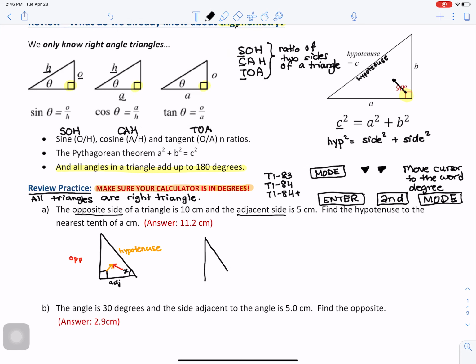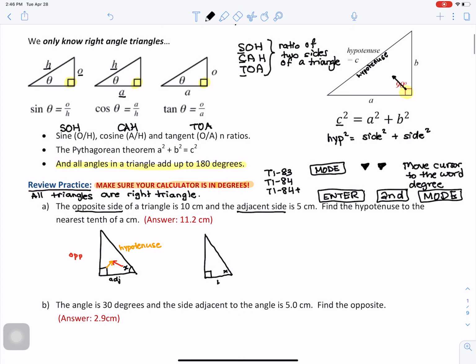I'm just going to put the variables in, and I'm going to put an X in here to know that that was my viewpoint. So the adjacent side is 5. The opposite side is 10. And we're looking for the hypotenuse, which I'm going to call H. So the Pythagorean theorem says hypotenuse squared is equal to side 1 squared plus side 2 squared.